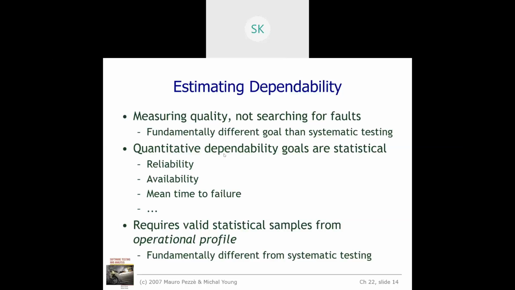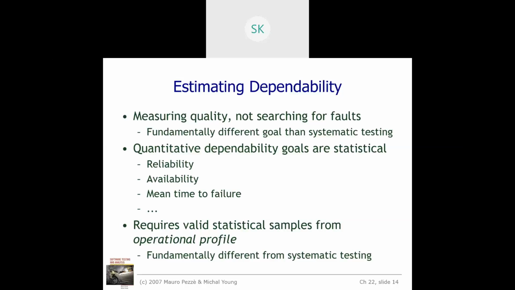And quantitative dependability goals are statistical. What they are saying is, quality is okay, quantitative dependability. Quantitative means how much is correct, how much it is used, whether you're using the entire product or a small amount of the product. That becomes your quantitative. So your quantitative dependability goals are a statistical one.